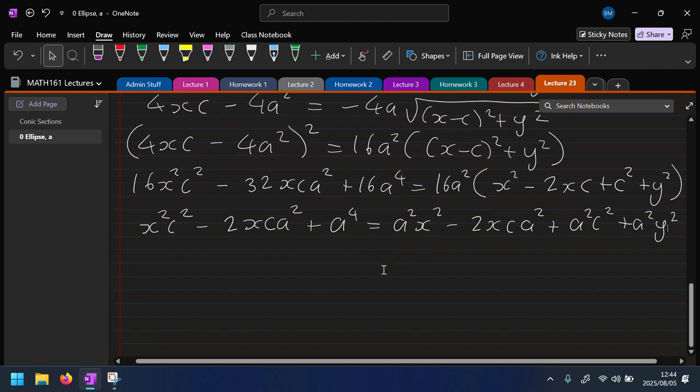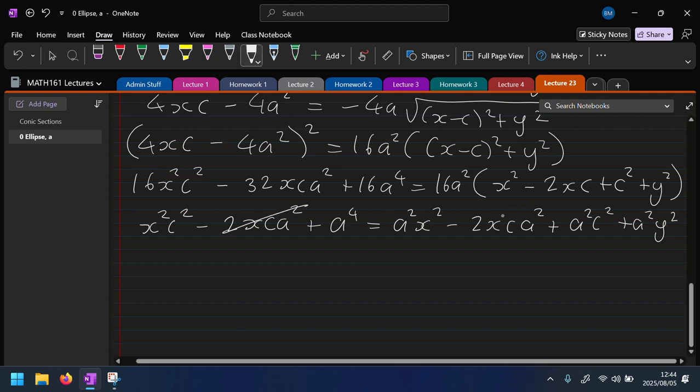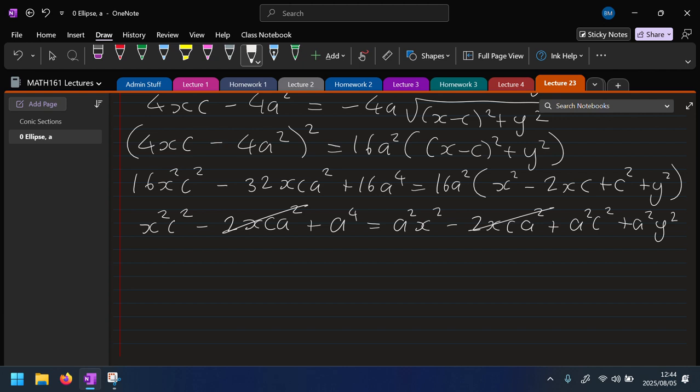Okay, let's see if anything else cancels. Left-hand side, minus 2xca squared. Right-hand side, close to the end there, minus 2xca squared. That can go. So there and there. Anything else? No. Okay, so you can leave it like that.